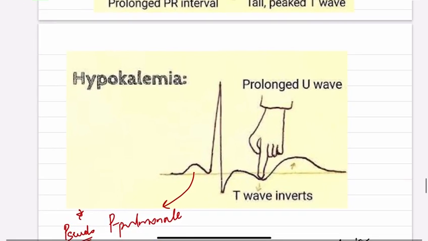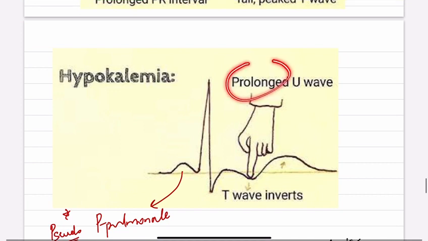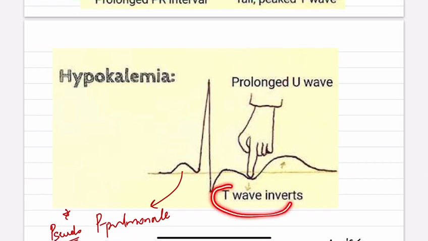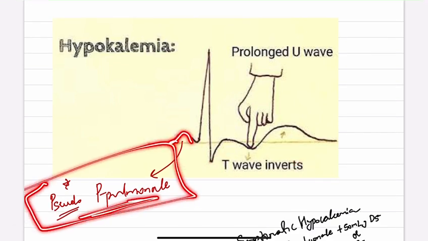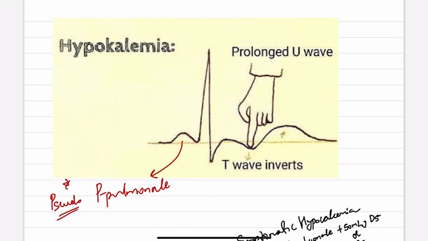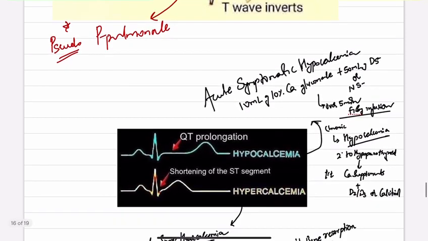Second is hypokalemia. Hypo means down, so you have to just push the wave to the lower side. The T wave will invert and the P wave will rise, and this is known as pseudo P pulmonale. This is important: pseudo P pulmonale is seen in hypokalemia. This is a previous year question.